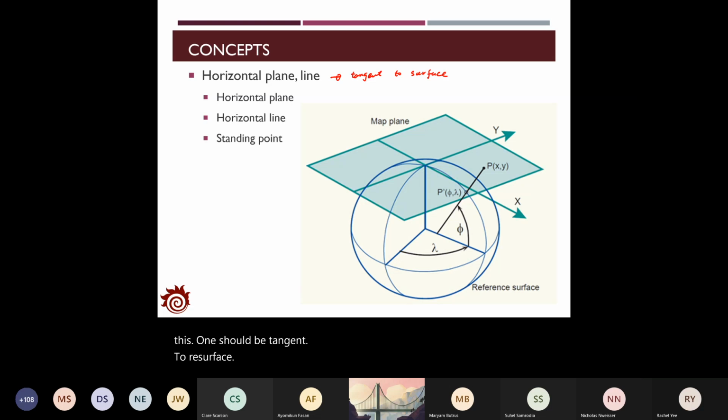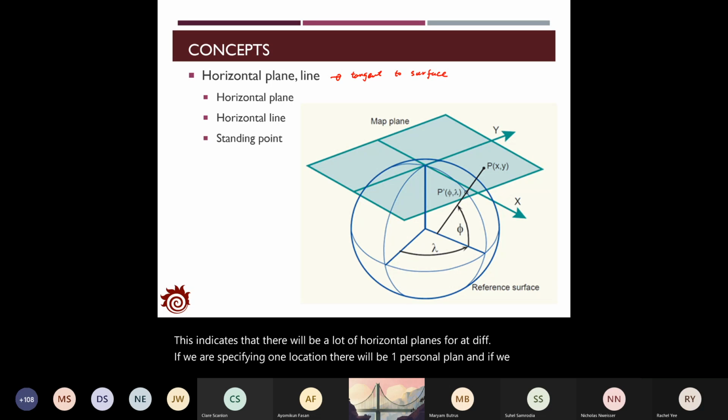And this indicates that if we specify one location, there will be one horizontal plane. And if we consider multiple points on the Earth, there will be multiple horizontal planes. The figure here shows one horizontal plane with respect to the reference point. See, this is the point A. And this is called the horizontal plane of the point A.